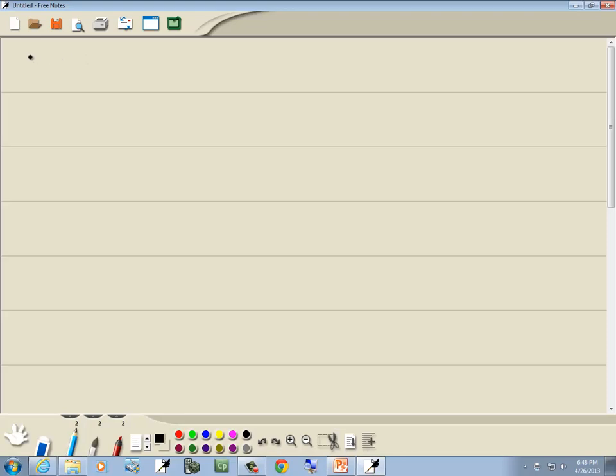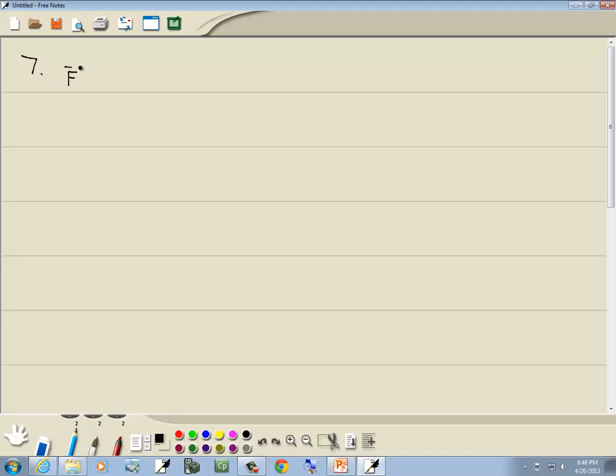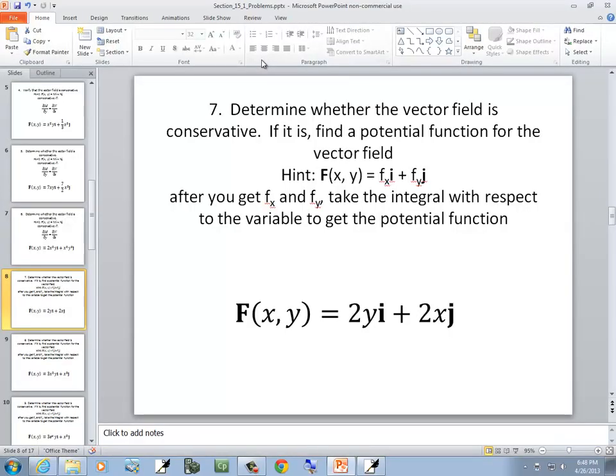Let's look at this one. You've got f is equal to 2y i plus 2x j. Instructions are: determine whether the vector field is conservative. If it is, find a potential function for the vector field.